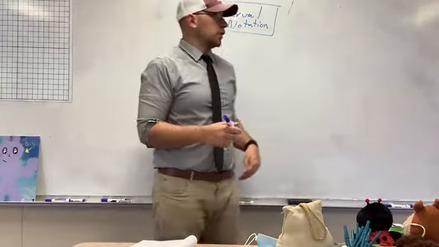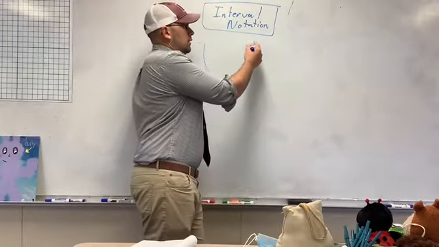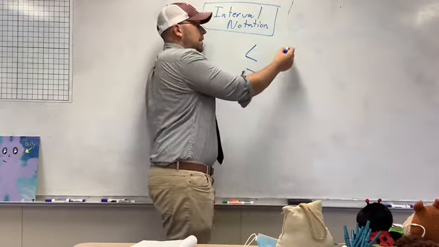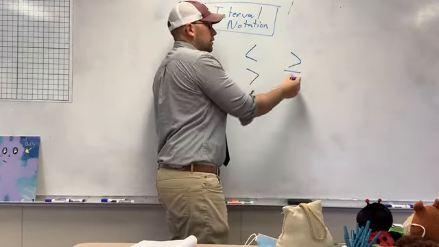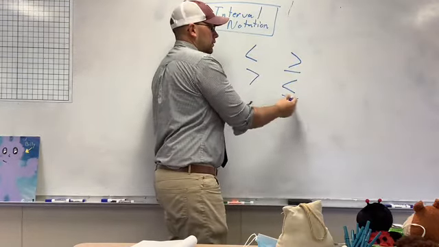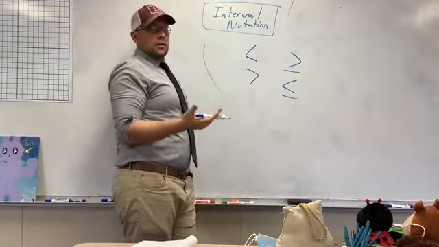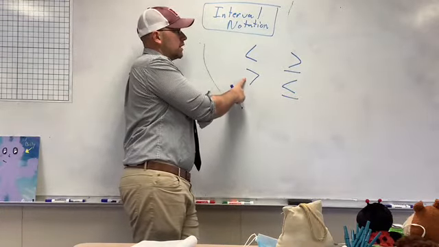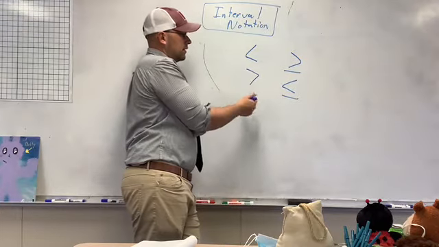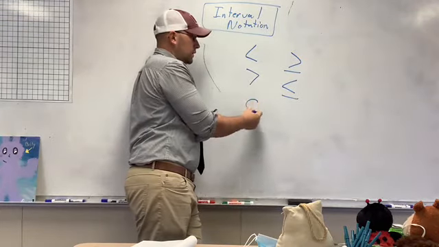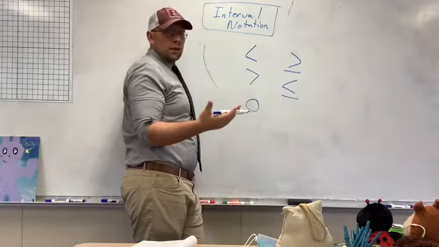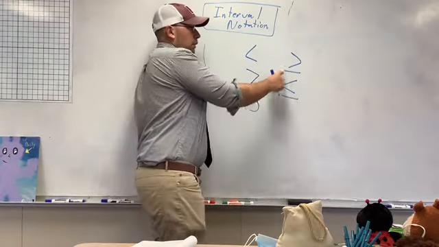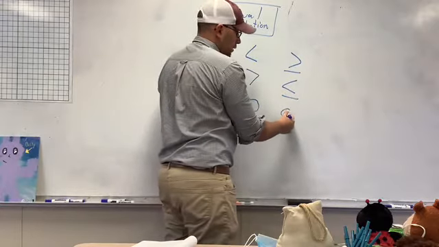With interval notation, you're looking at just a different way to say basically inequalities. When you have just a greater than or less than sign, that gives you an open circle when you are doing single inequalities on a number line. When you have the equals, you have a closed circle.